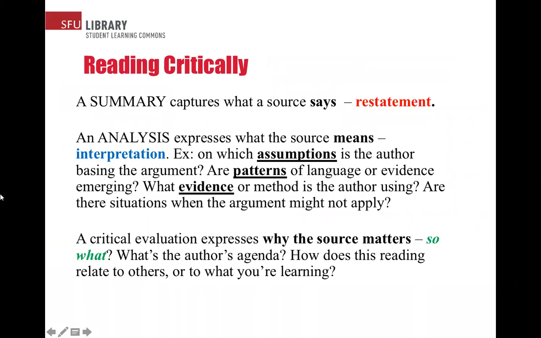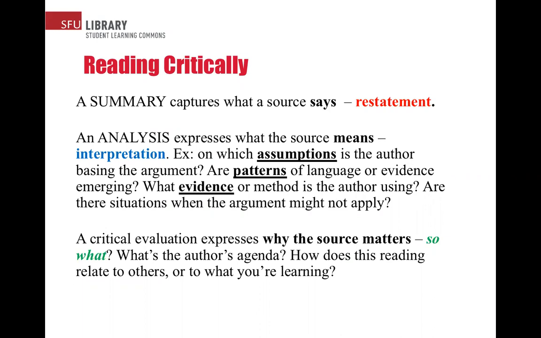Reading critically. So how do we do this? A summary captures what a source says. It is a restatement. And I often try to summarize what I've read in 1 to 3 sentences, maybe 5 at the most, short sentences. It's really hard to do, summarizing like that. But I also find it very helpful.